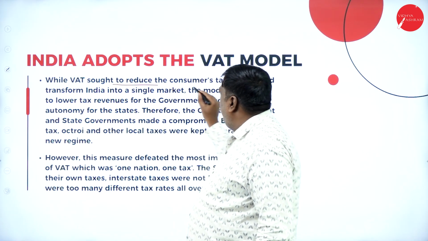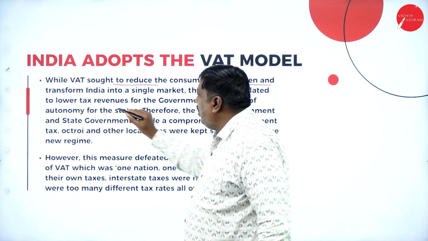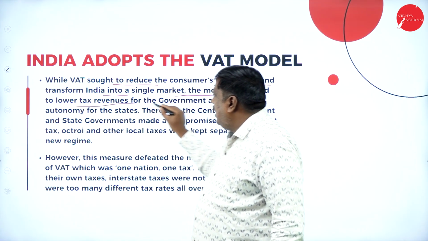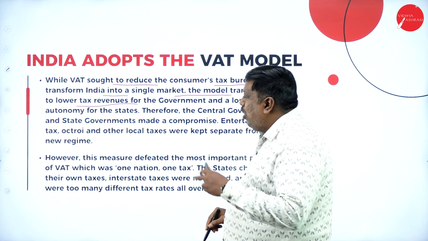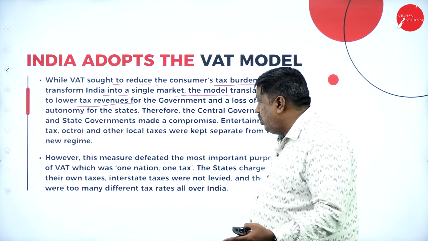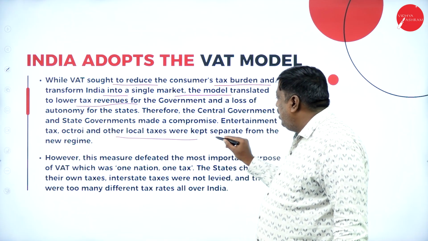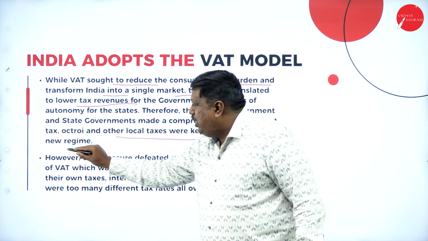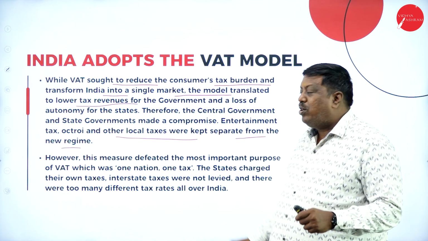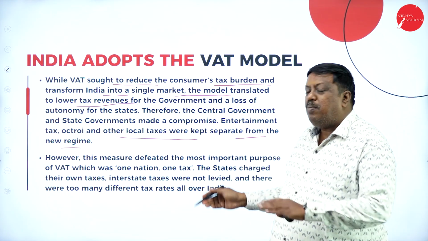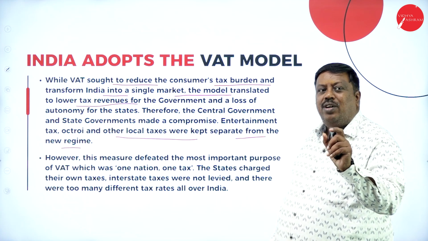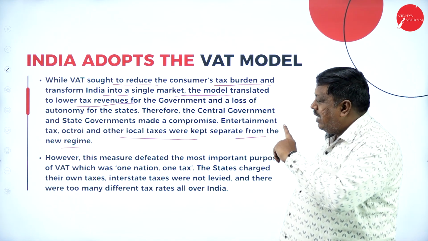While VAT sought to reduce the consumer's tax burden and transform India into a single market, it lowered tax revenues of the government, and a loss started in the states and in the country also. For that, other local taxes were kept separate from the new regime. It means that in the new rules and regulations, whenever VAT was introduced, they kept certain taxes outside the VAT. Only certain items were taken into consideration in the VAT.